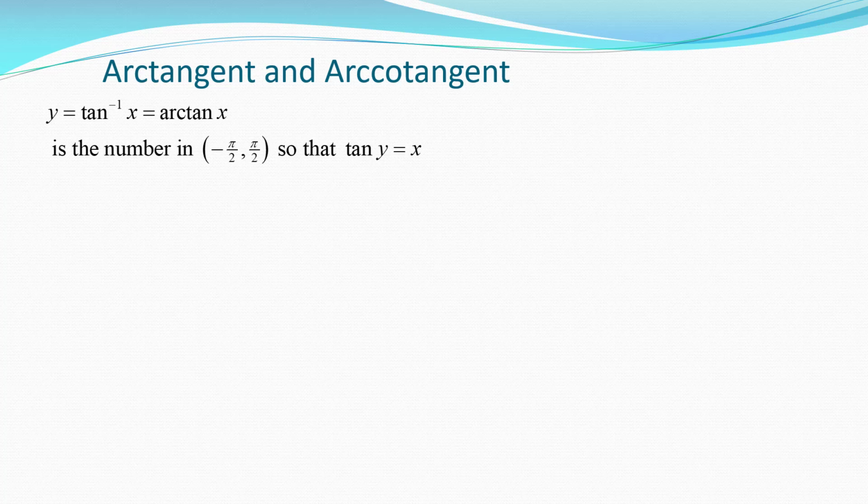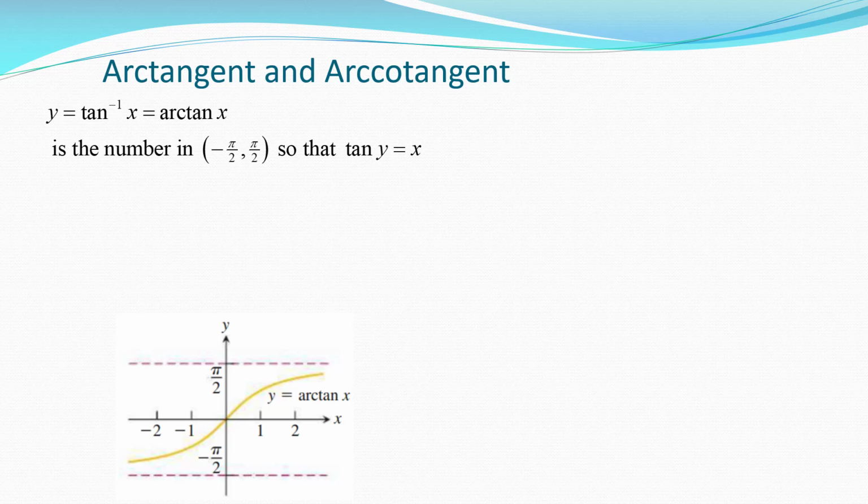Lastly, we have the arc tangent and the arc cotangent. Once again, if you restrict the tangent and the cotangent down to a suitable range of values, those functions will have inverses. And if y equals the inverse tangent of x, the arc tangent of x, that's the angle from negative pi over 2 to pi over 2, not including the ends. So the tangent of y is x.